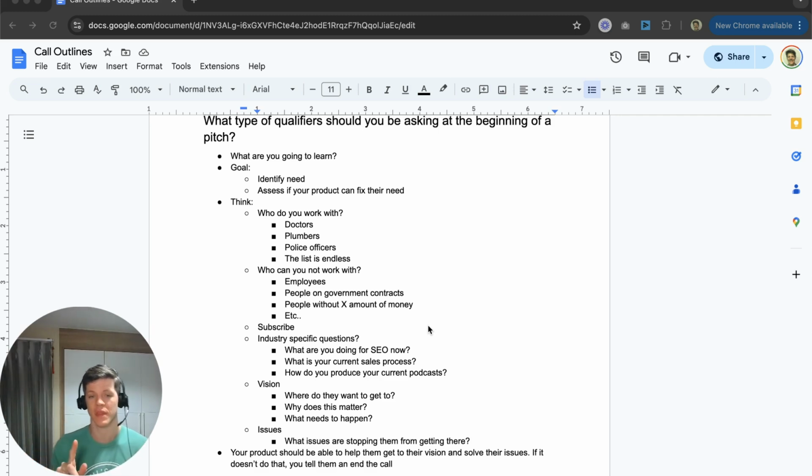Also think, who can you not work with? Well, I can't work with employees. This is for entrepreneurs. I cannot work with people on government contracts. I need people who can take on their own private clients. I need people that make X amount of money, companies that have X amount of revenue. If I have a high ticket offer, the company needs to have the ground rolling. They need to have some budget.